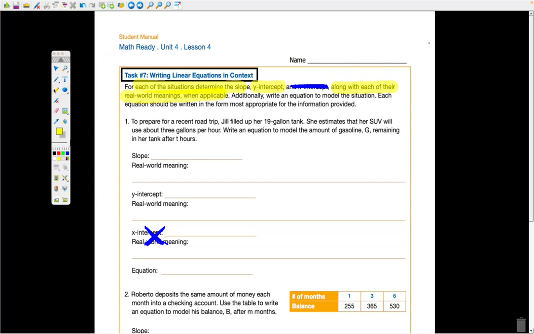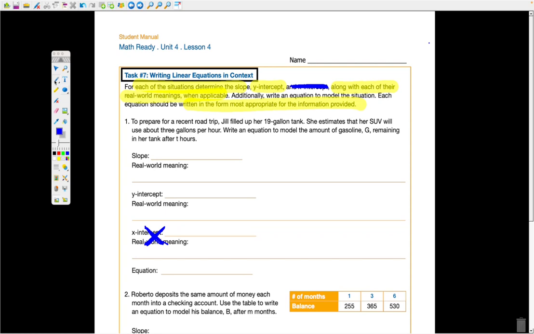Each of our equations should be written in the form most appropriate for the information provided, which means even though it's y equals mx plus b, use the letters that they're giving you in the problem. I'll show you what I'm talking about. First one is super easy because it's talking about something that you can relate to.